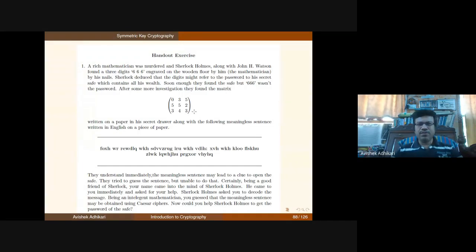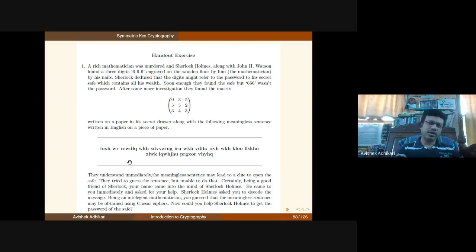Soon enough, they found the safe. That means they found the locker, but they found that 666 was not the password of that locker. That means 666 should have some different meaning. After more investigation, they found this matrix. They found this matrix written on a paper in his secret drawer, along with the following meaningless sentence written in English on a piece of paper.